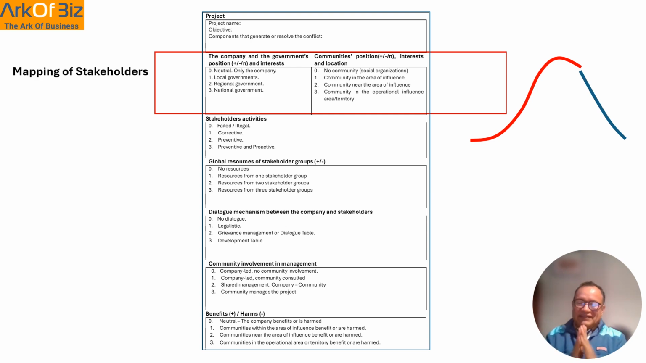All right, now let's move on to one of my favorite parts, mapping of stakeholders. This is where things start to get interesting, or depending on your patience level, a little messy. So we are going to look at the next two elements, the company and the government's positions and interests, and the community's positions, interests, and locations. There is something really important to remember. We need to split this analysis in two parts, the conflict escalation and the conflict resolutions.